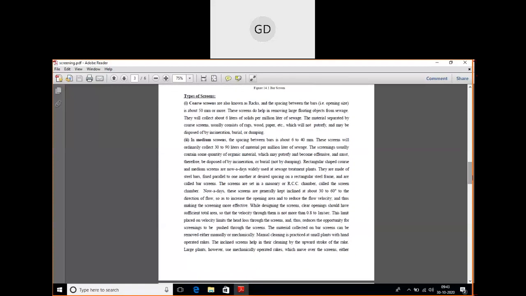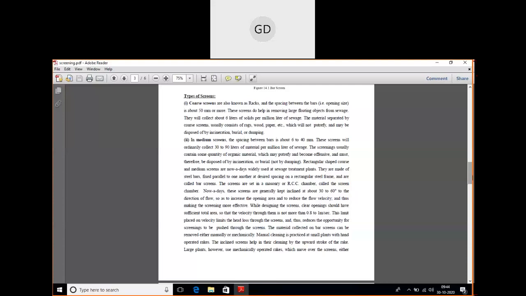Number one is the coarse screen, also known as racks. The spacing between the bars is 50 mm or more. These screens help in removing large floating objects from sewage, and they collect about 6 liters of solids per million liters of sewage. The materials separated by coarse screens are wood, paper, and so on.